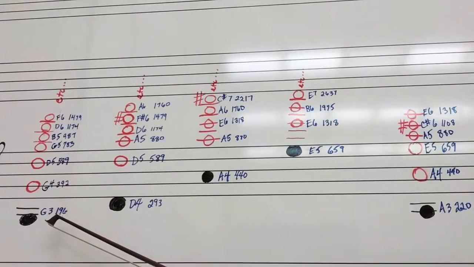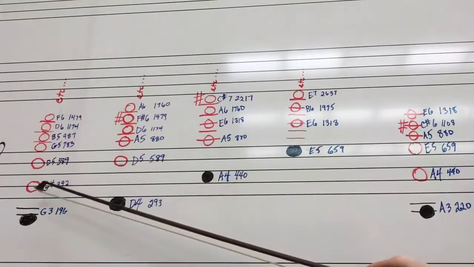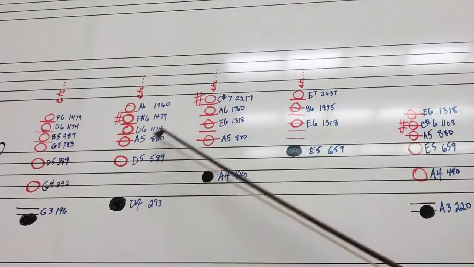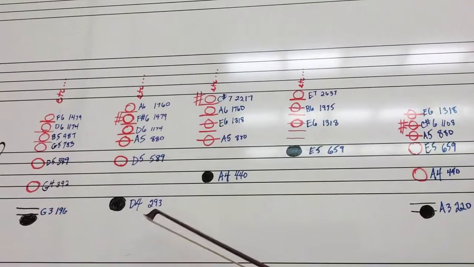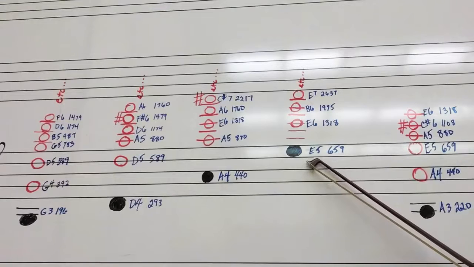So in the G3 family, we have all these kids plus a lot more, but I've notated the most important ones. We also have other open string parents and families. For example, we have the D4 family and the A4 family and the E5 family.